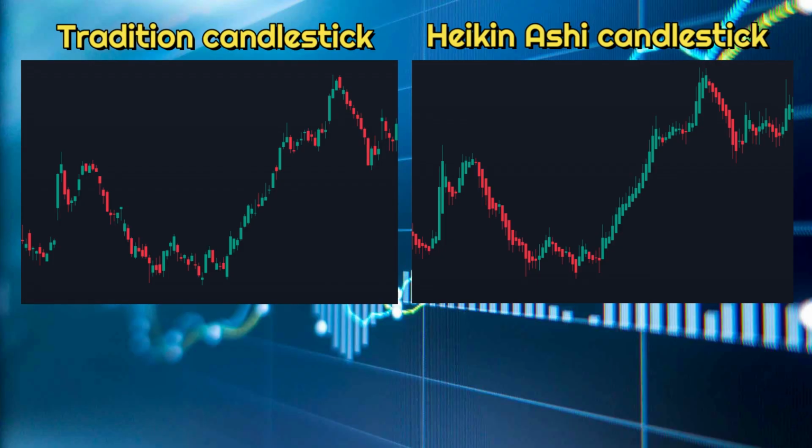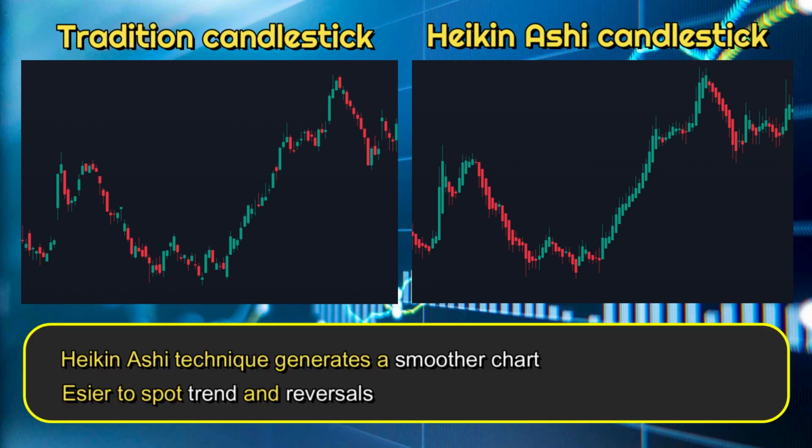The difference between Heikin Ashi and traditional candlesticks. The main difference between the traditional candlestick chart and the Heikin Ashi chart is that the latter uses a modified formula based on 2-period moving averages instead of open, high, low, and close prices. Hence, the technique generates a smoother chart, making it easier to spot trends and reversals. The Heikin Ashi charts also obscure gaps and some price data.